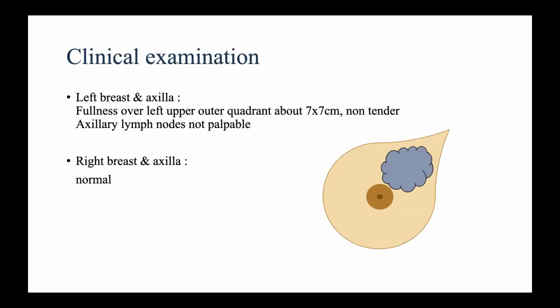Next slide. On clinical examination, there's fullness over the left upper quadrant of the breast, about 7 × 7 cm. It's non-tender, and there's no definite lump palpable. It's a pregnancy, so the breast is engorged. It's difficult to palpate a very well-defined lump. On the right side, there are no lumps.